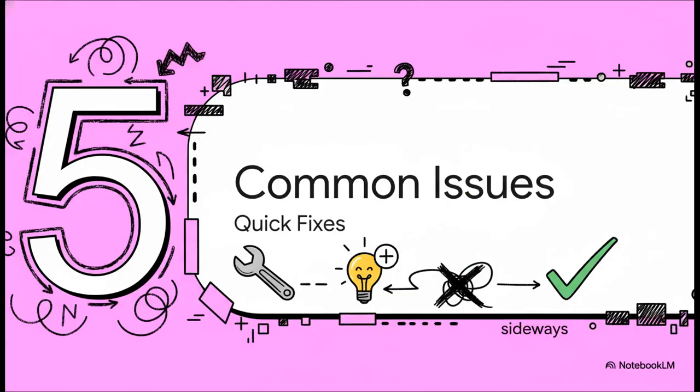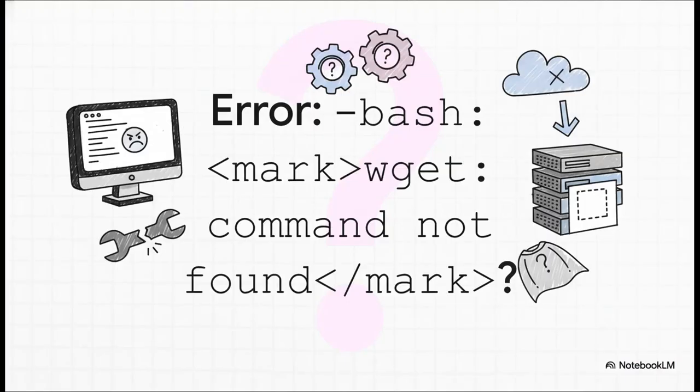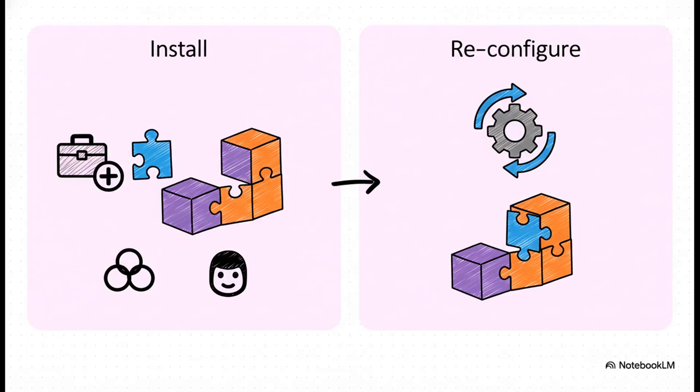Now look, even with the best guide in the world, sometimes things just don't go perfectly. So let's quickly talk about one of the most common little hiccups you might run into and how to fix it in seconds. If you go to run a command and you see an error that looks like this, "command not found," please don't panic. This happens all the time. It just means that a program we need, in this case wget, didn't get installed back when we were setting up our dependencies. And the fix is a piece of cake.